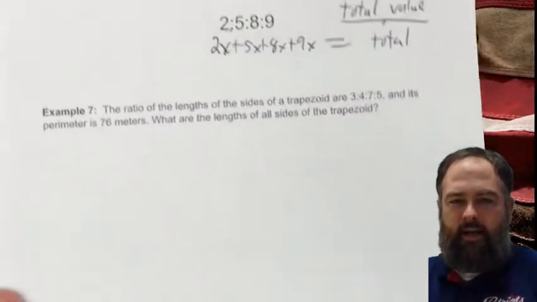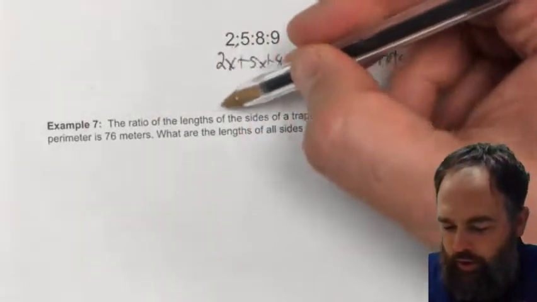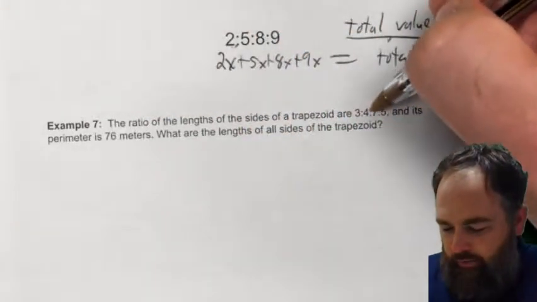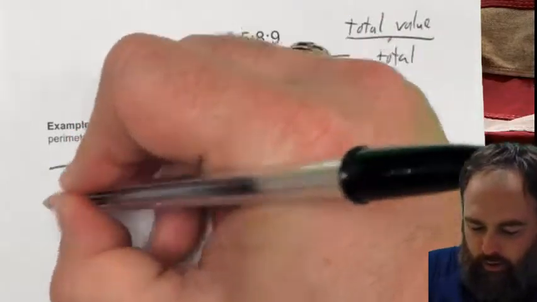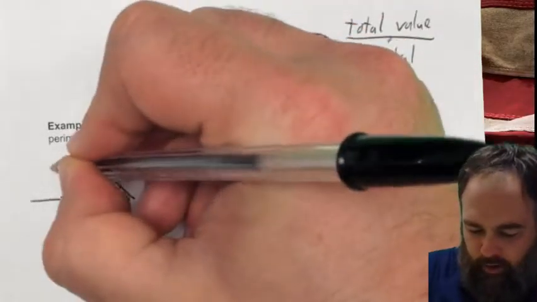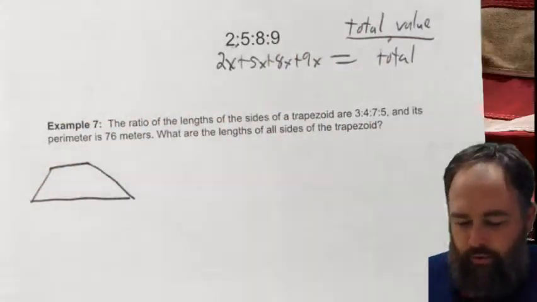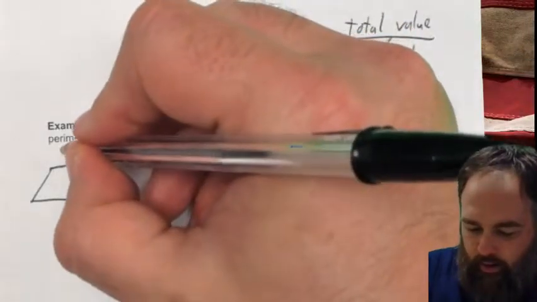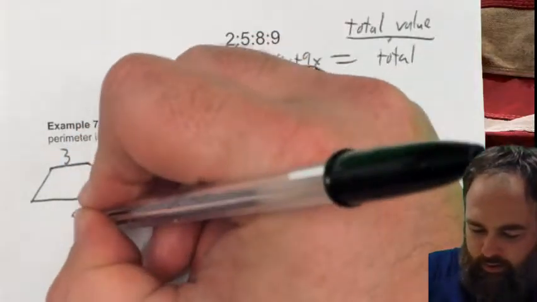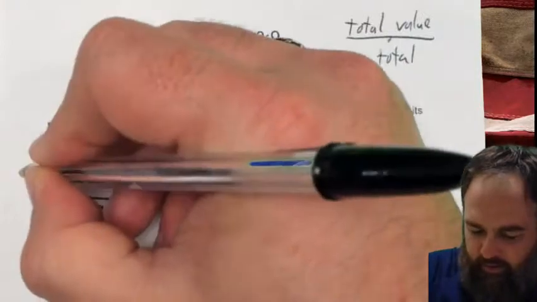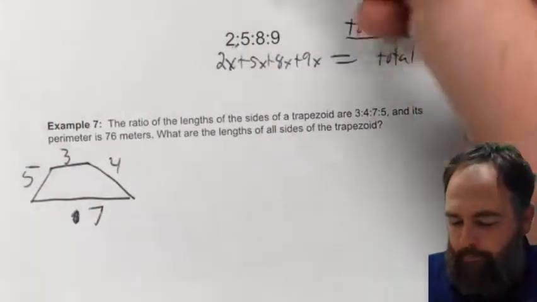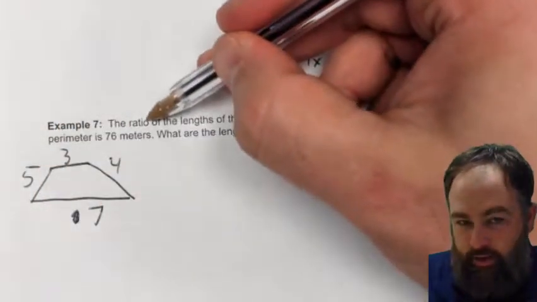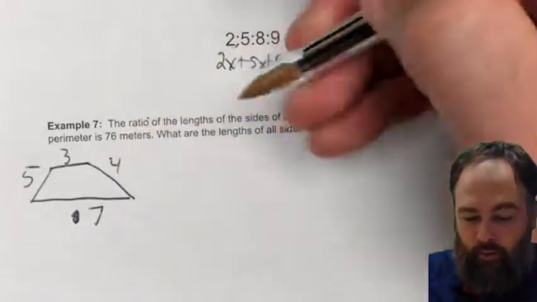Let's actually see that in action here. The ratio of the lengths of sides of a trapezoid are 3, 4, 7, and 5. Okay, so here's what's actually going on. And by the way, I did not test to see if this would actually make a trapezoid whenever I made this. This is 3, 4, I'm sorry, not 5, 7, and 5. But it says the ratio is that, not that they're exactly 3, 4, 7, and 5.